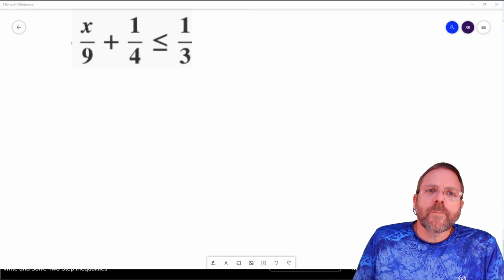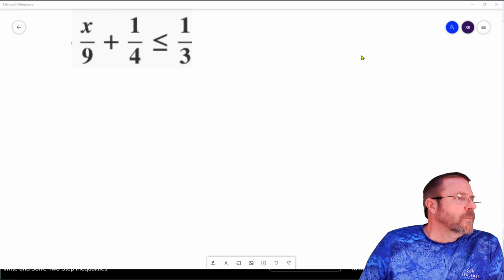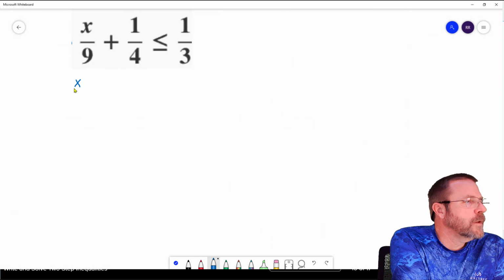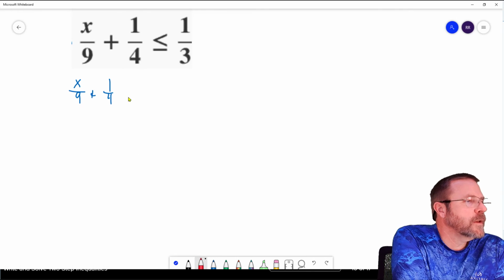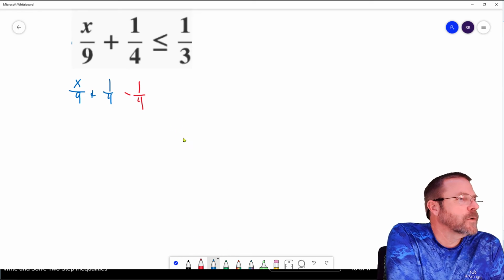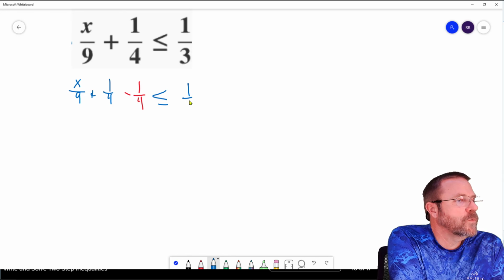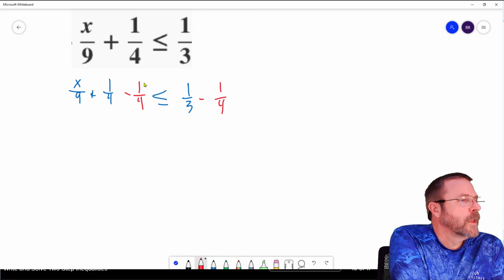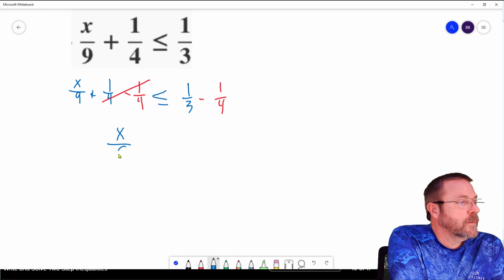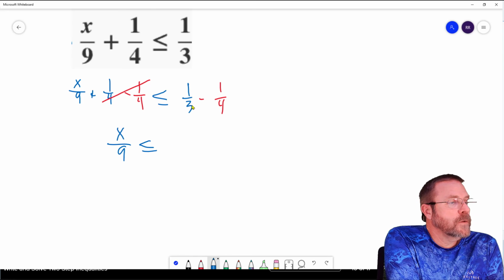Alright, we're going to start off by undoing addition and subtraction. 1/4 is being added to the variable, so my next line is going to be x divided by 9 plus 1/4, and then I'm going to subtract 1/4 from both sides. I'm going to do from here less than or equal to 1/3, and then a minus 1/4 again. These just zeroed each other out, leaving x divided by 9 is less than or equal to 1/3 minus 1/4.